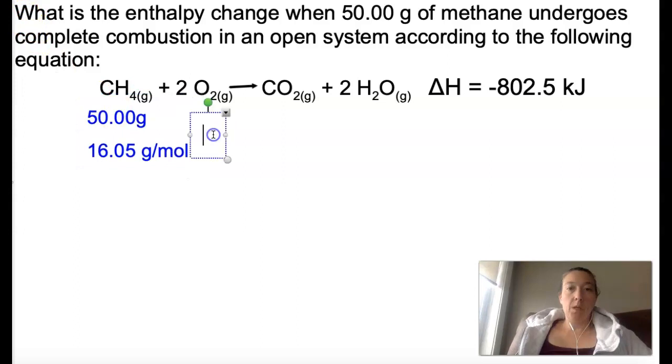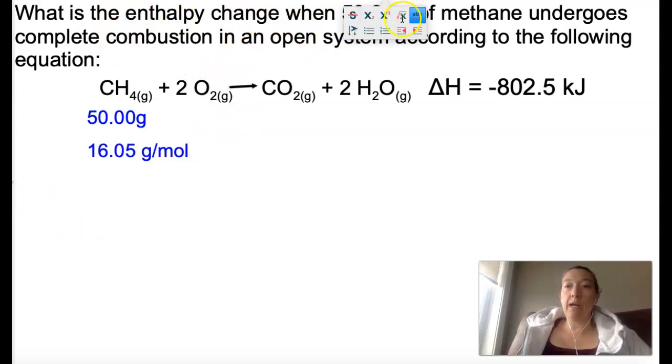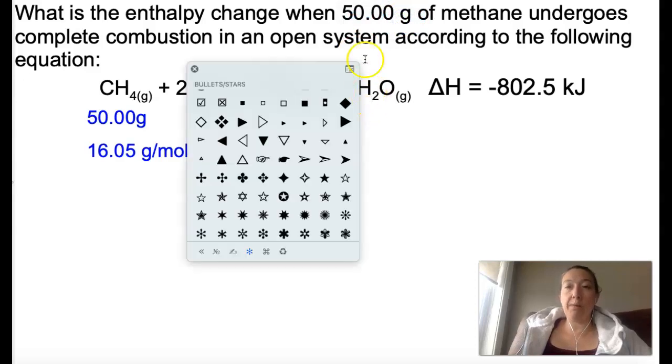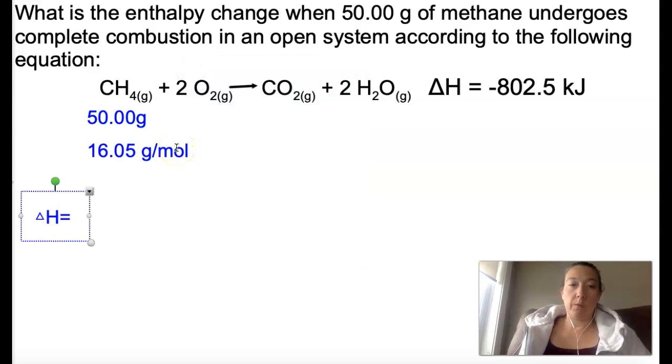Okay, so from here, what we can do is basically a unit analysis calculation, okay? So think about the units you're trying to solve for, right? We are being asked, what is the enthalpy change? So that means we are trying to determine kilojoules. Because we are calculating the enthalpy change, that means we are looking to calculate delta H, okay?